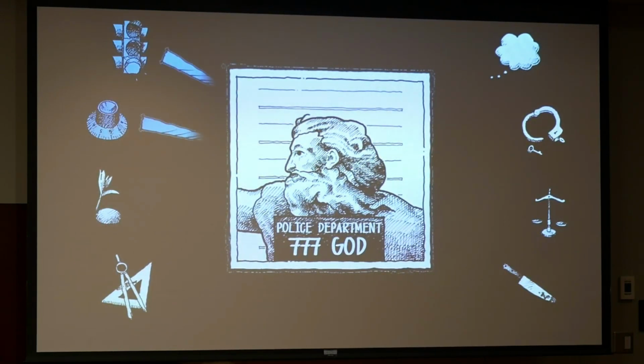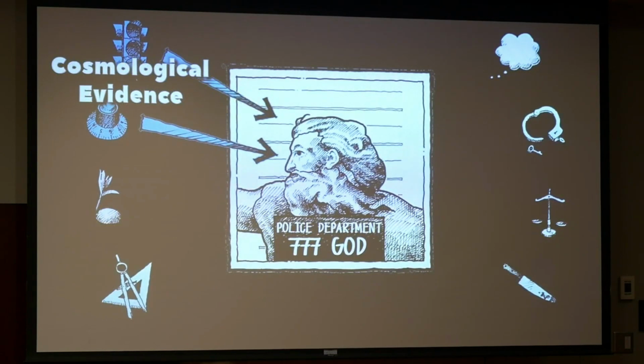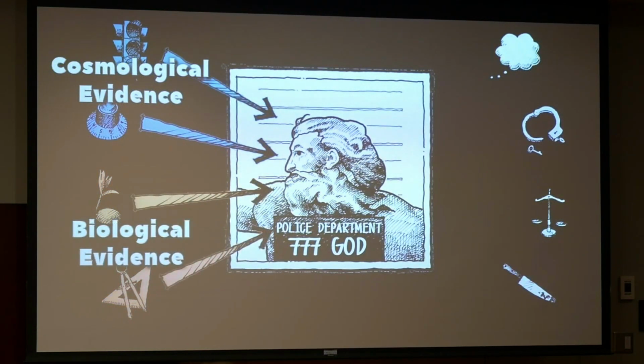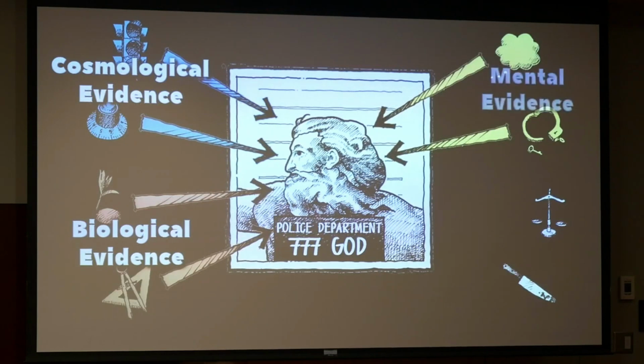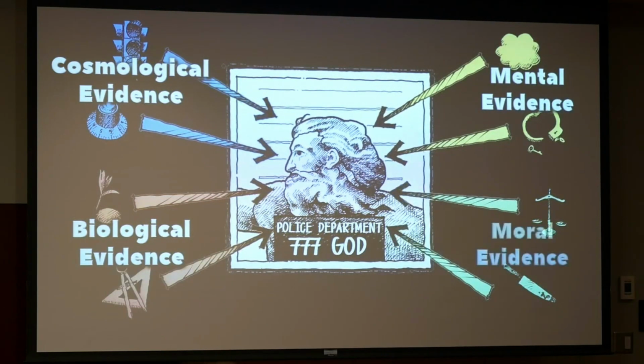Here we have 8 pieces of evidence. And they are in 4 broad categories. 2 are cosmological, 2 are biological, 2 are mental, and 2 are moral. They are completely different experts in every field, from astrophysicists to biochemists to neuroscientists, and to just philosophers. If all of them point to the same causal suspect, you probably have a decent inference.